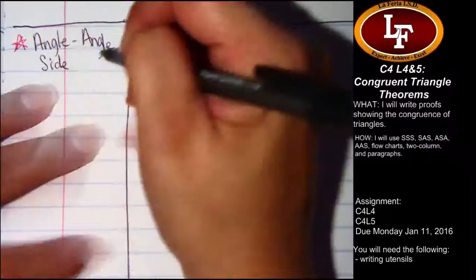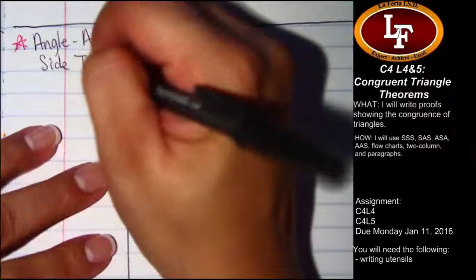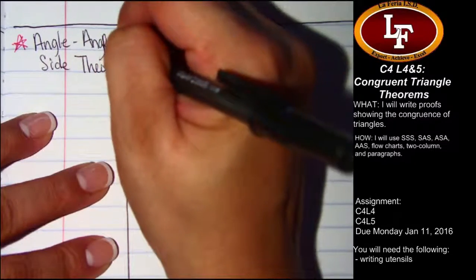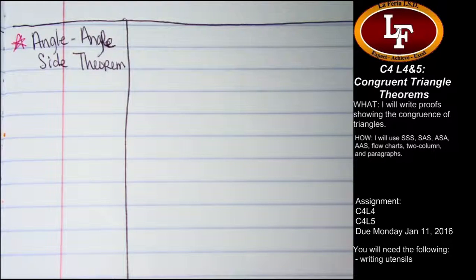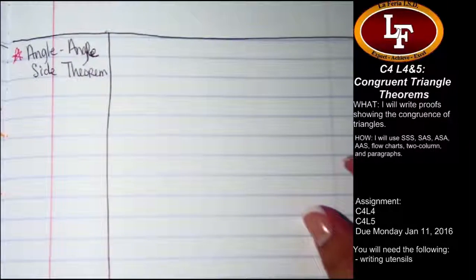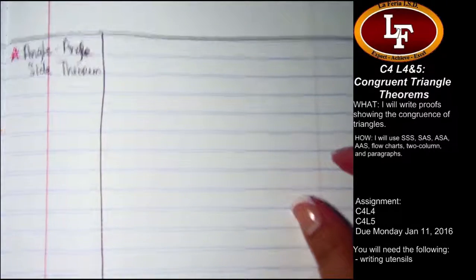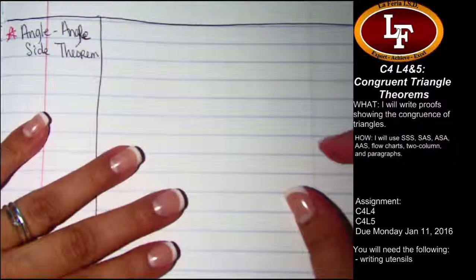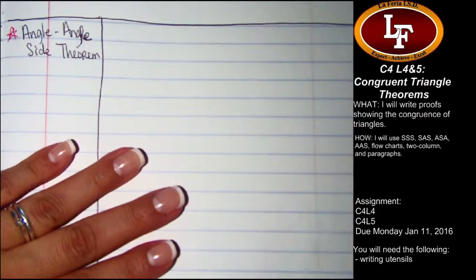This next item is the angle angle side theorem. And I hope that that word theorem puts a little bubble in you going, oh my God, I have to prove this thing. Because unlike a postulate, it's a theorem. You can't take it for granted. You can't use it for free. You will be required to write a proof for this theorem sometime before you leave this class at the end of the year.